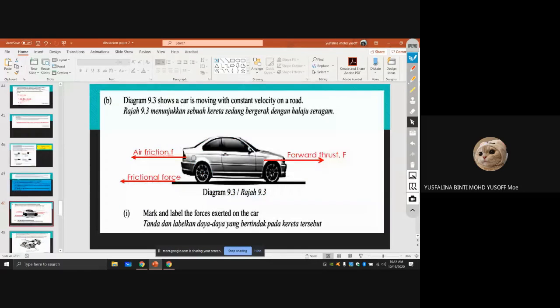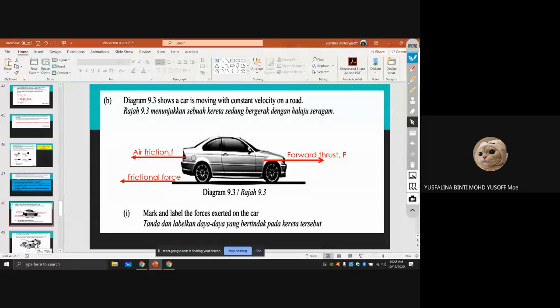Okay, for B, diagram 9.3. Diagram 9.3 shows a car moving with a constant velocity on a road. So mark and label the forces exerted on the car. So the first one is the forward thrust. Okay, label and name it. Okay, and air friction, and then frictional force. So you must put the frictional force at the surface of the road here. Okay, so this is how you mark and label the forces.